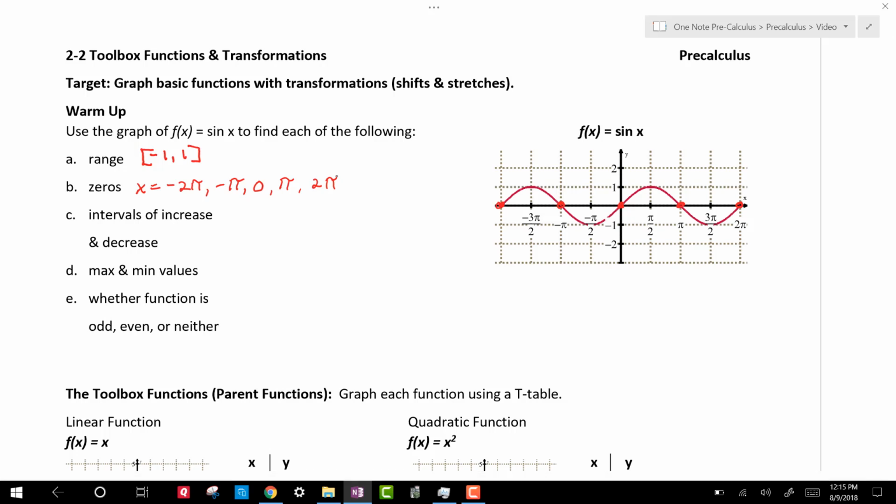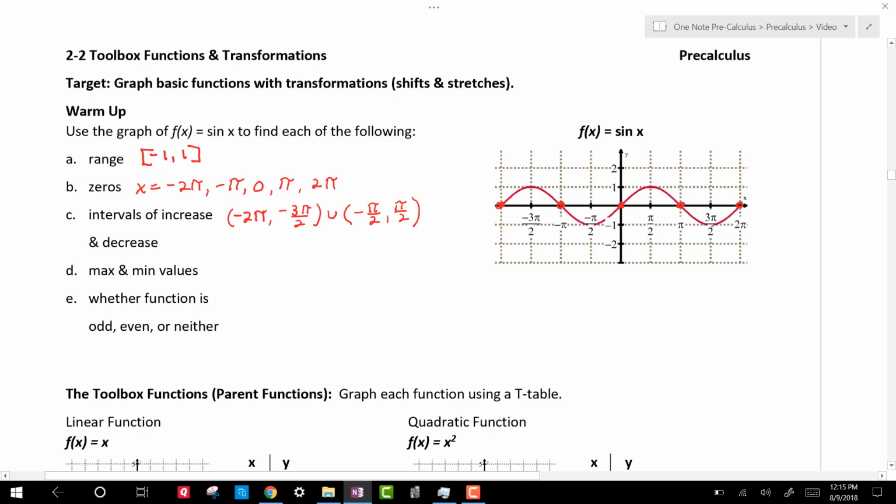All right. Intervals of increase and decrease. We'll do increasing first. So we got a whole bunch of spots where this is increasing. So we're increasing from -2π up to -3π/2. And we're also increasing, we come down, we're also increasing from -π/2. That's the bottom of that section of the graph. And we're increasing up to π/2.